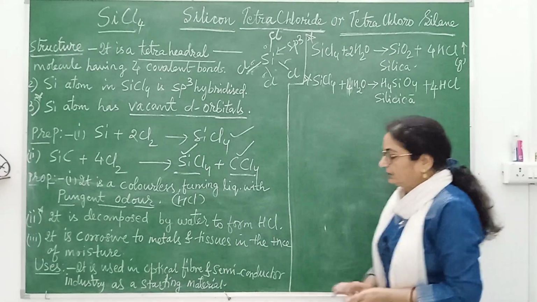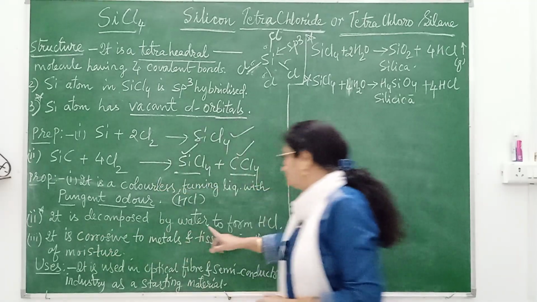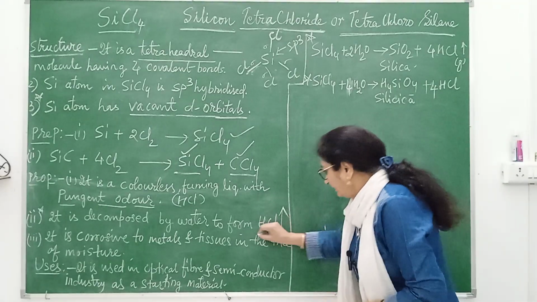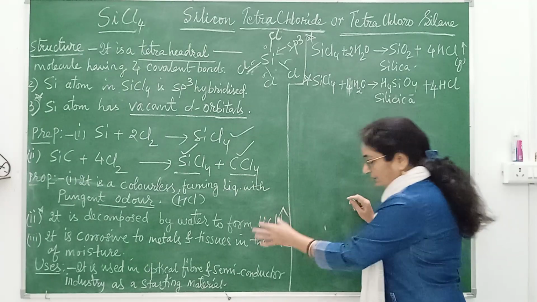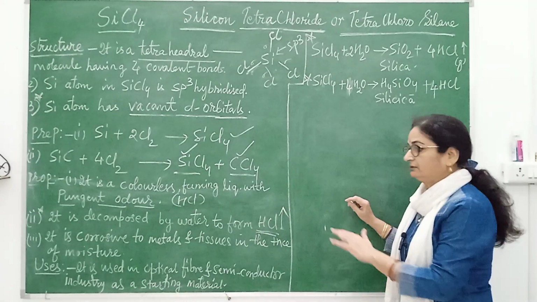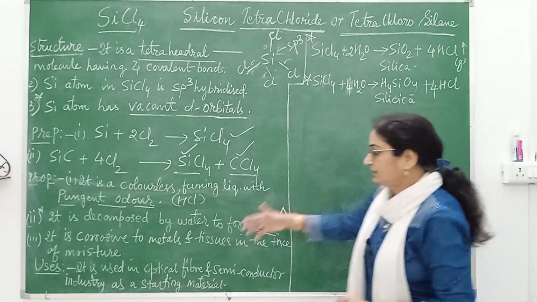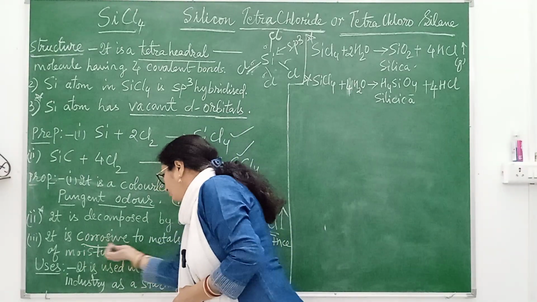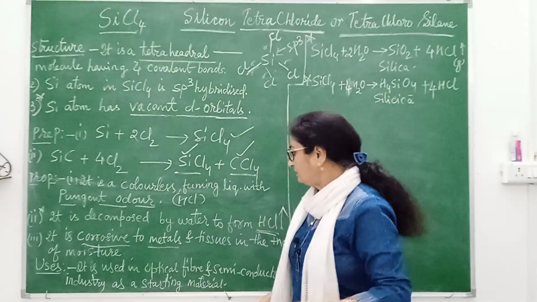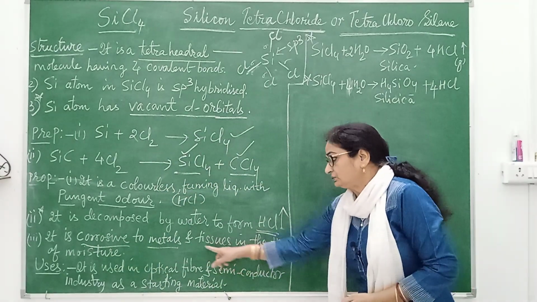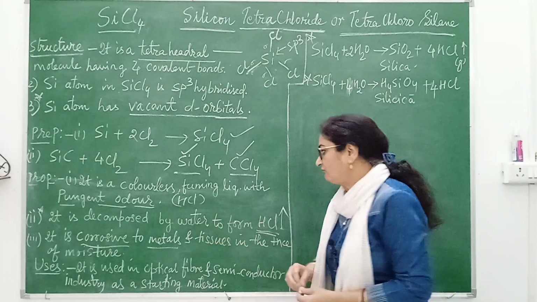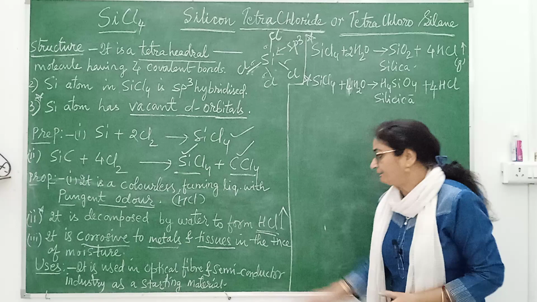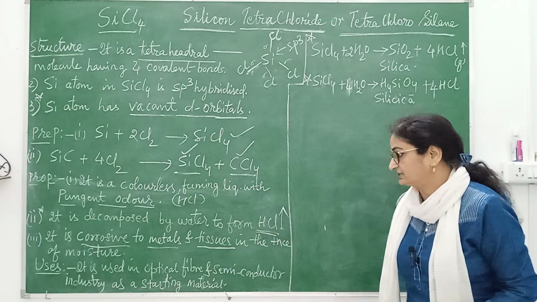Now see the next property. It is decomposed by water to form HCl. So this is the reason why it is pungent in nature, because it releases HCl gas when reacted with water. Another property of silicon tetrachloride is it is corrosive to metal. That means it will erode the metals and the tissues also in presence of moisture. Again, the reason is same. Why it is corrosive in nature? Because it releases HCl gas.